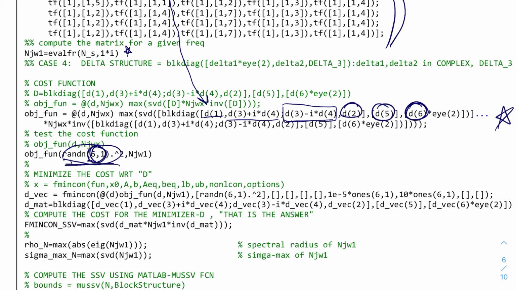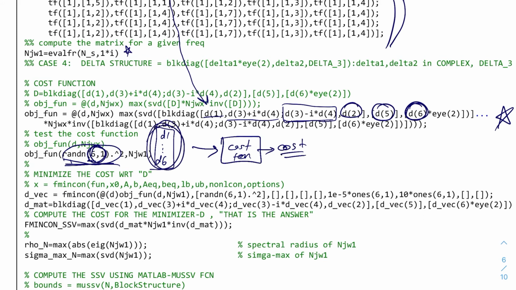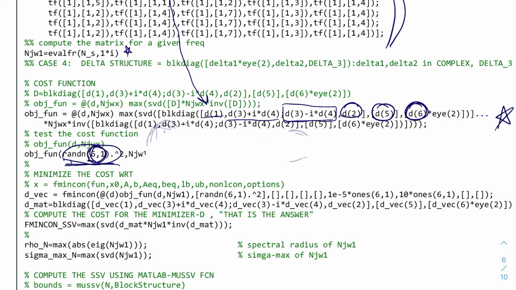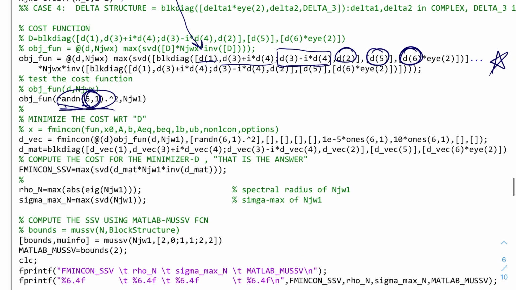Okay, let's continue. Since we have 6 D's, right? Now we have D1 dot dot dot D6. Just give me the values for those parameters, and I will give you the cost. This is the cost function. Using these parameters, minimize that cost. And this is exactly what FMINCON can do, right? There is analyticity inherent in the problem, and that's why FMINCON is the first choice.